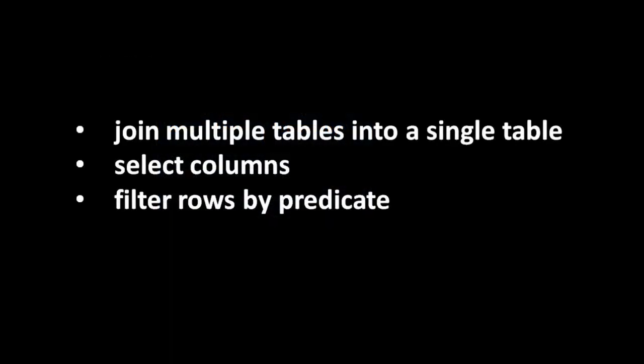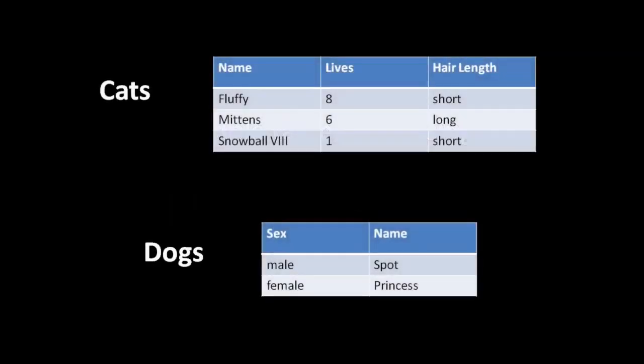And in your query, once you've joined tables together, you can then, again, select for columns and also filter for rows by a predicate. So first, though, how do you actually join tables together? Say we have these two tables, a cats table and a dogs table. The cats table has three attributes, three columns: name, lives, and hair length. And you can see it has three rows, so it's effectively a table with three cats. And then the dogs table simply has two attributes, sex and name, and it has two rows, so effectively two dogs.